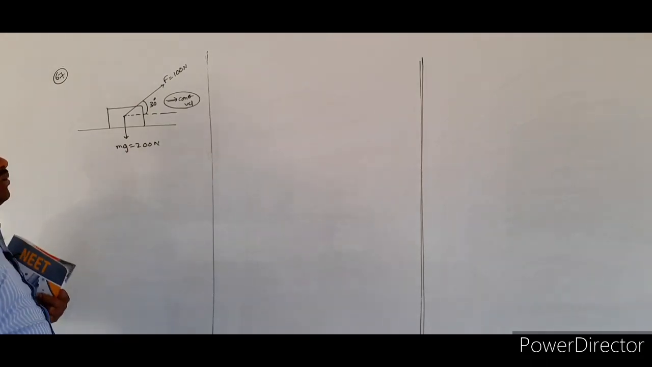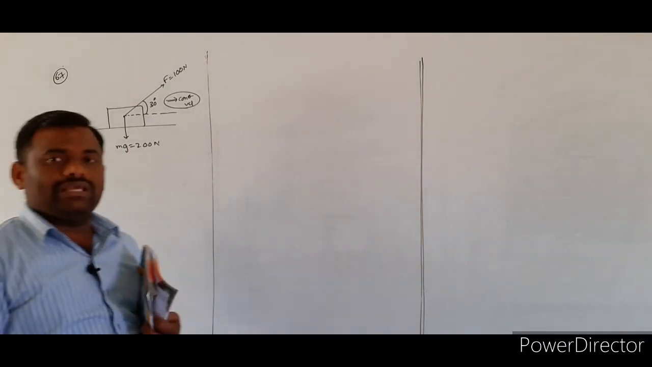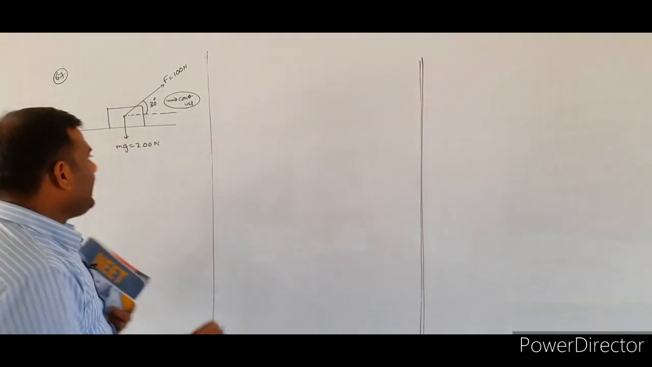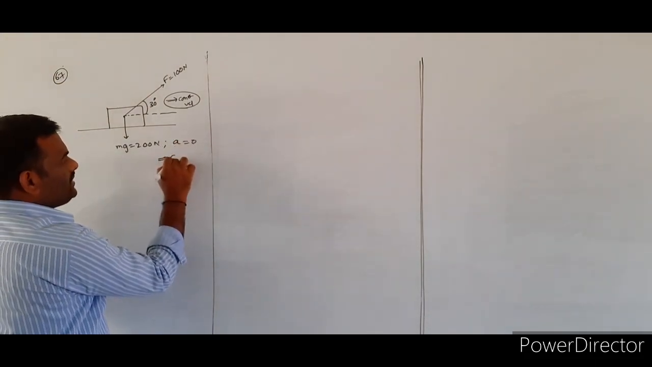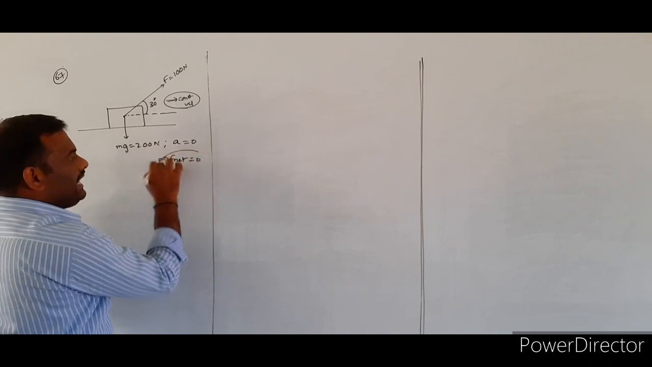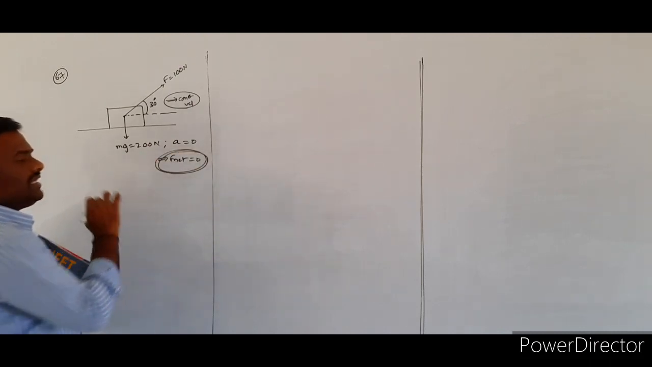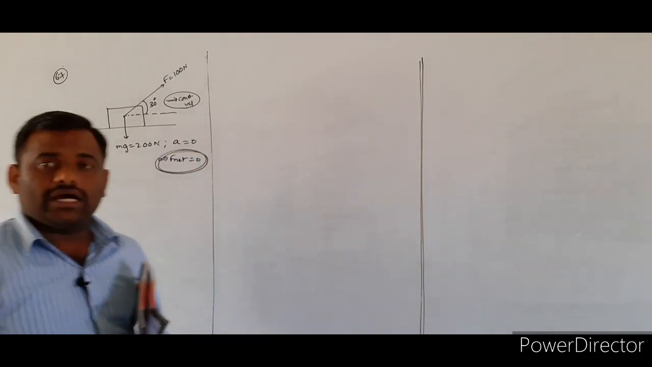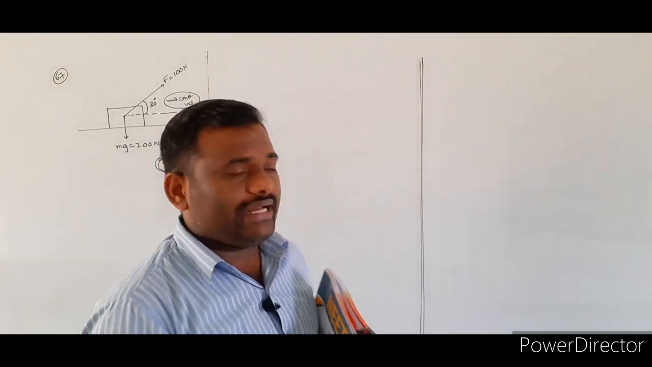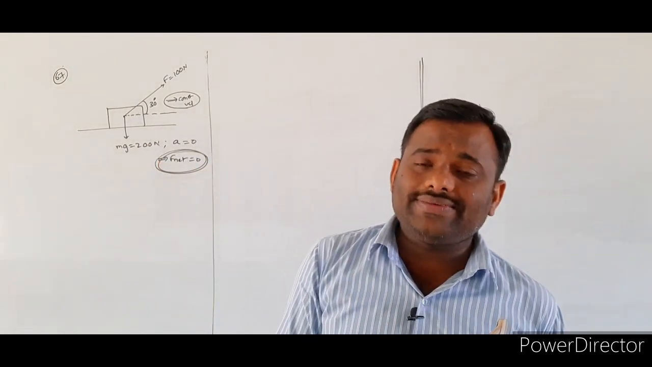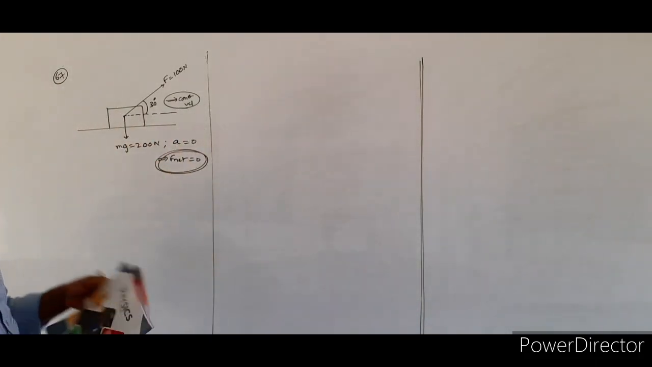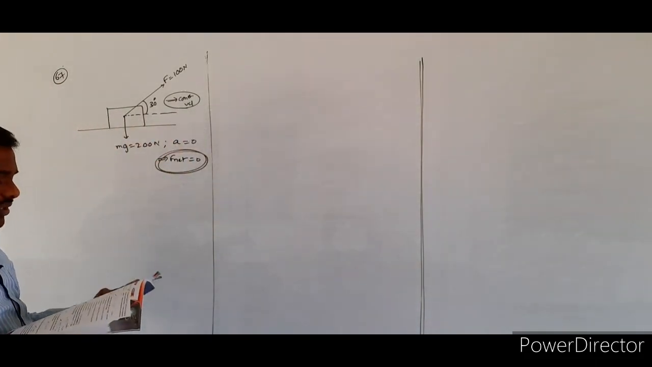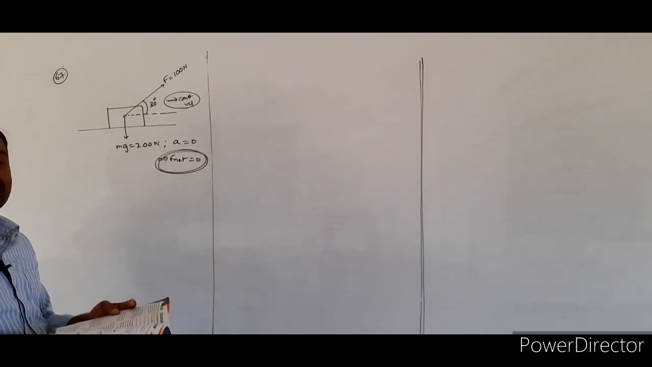Just now only we told, whenever the object is traveling with the constant velocity, acceleration of the object is equal to 0. Acceleration of the object is equal to 0 means what? Net force acting on the object is equal to 0. When the object is traveling with the constant speed, acceleration is equal to 0 as well as F net is equal to what? 0. Now, what value they are asking? They are asking that the coefficient of kinetic friction between the block and the surface.